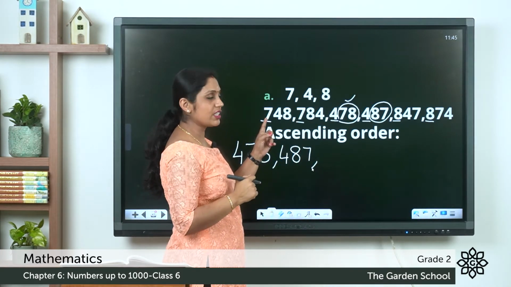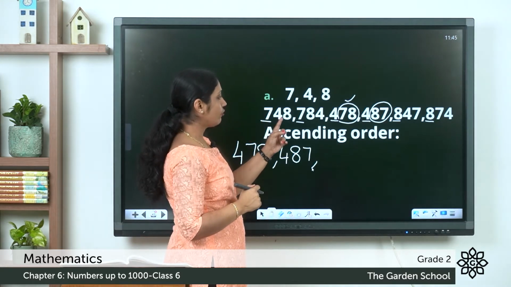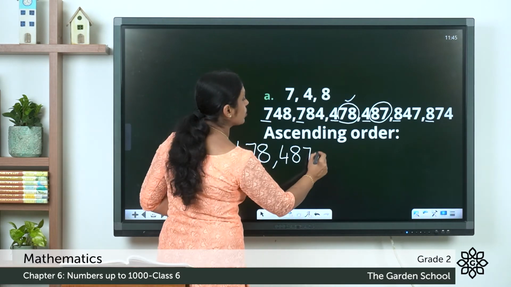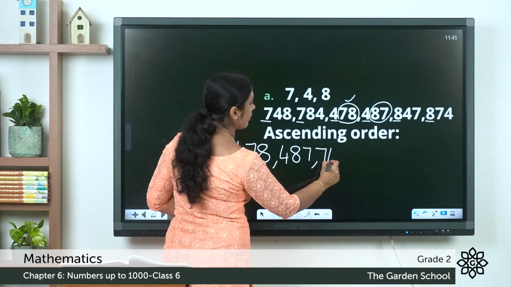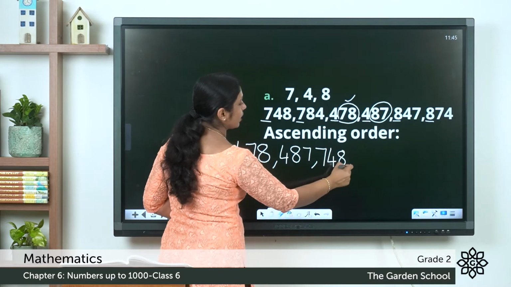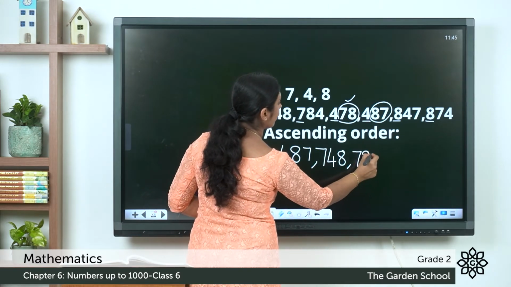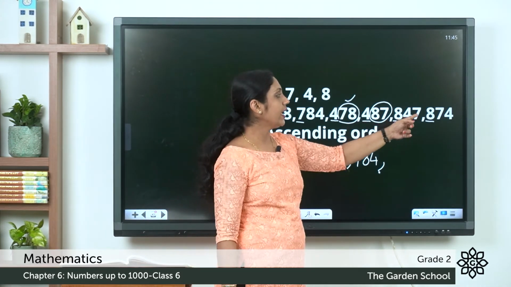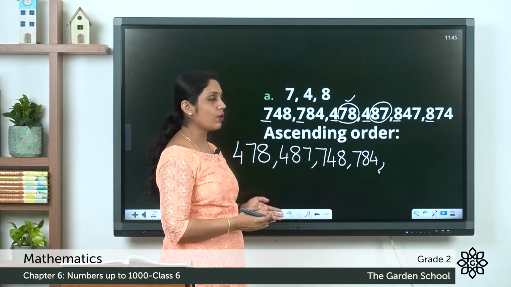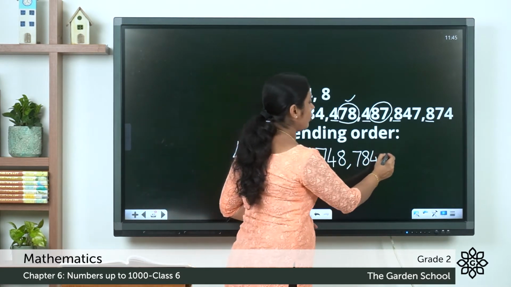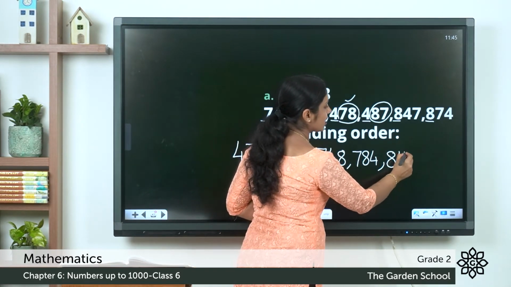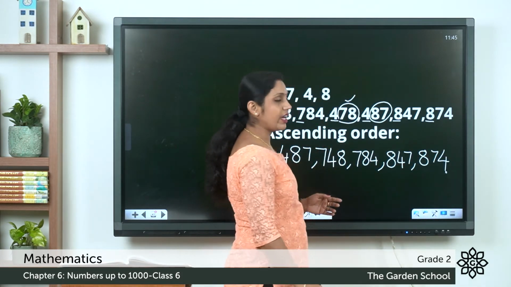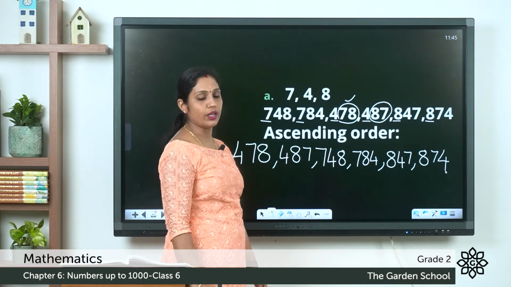Next, we have 700 and 800. So, 700 is the smallest. In 748 and 784, 748 is the smallest. So, then we can write it after this: 748, 784. Then we have 2 numbers left, 847 and 874. Which is the smallest among these? 847. And then the last number comes, 874. So, now we have arranged these numbers in the ascending order.